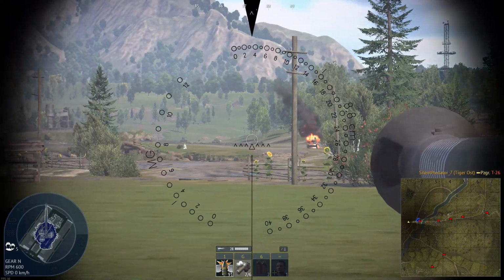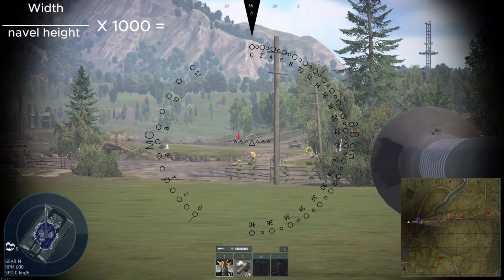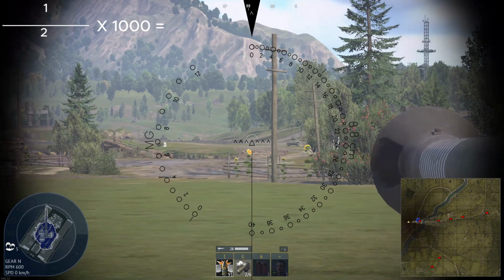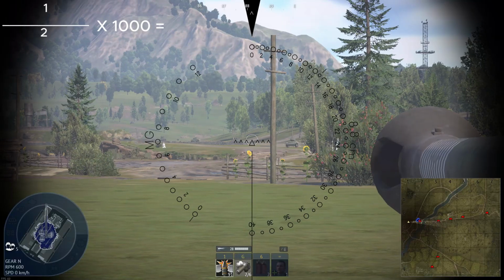Panzergranate geladen. Now let's try it on this tank. It has a width of 1 unit. A naval height of 2 units. Meaning our equation is 1 divided by 2 times 1000, which is equal to 500 meters.